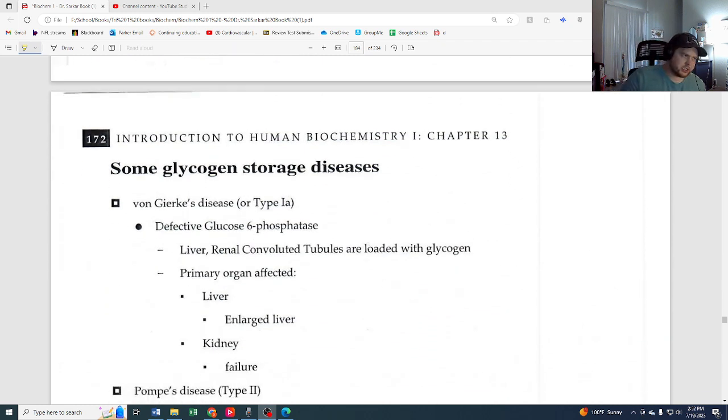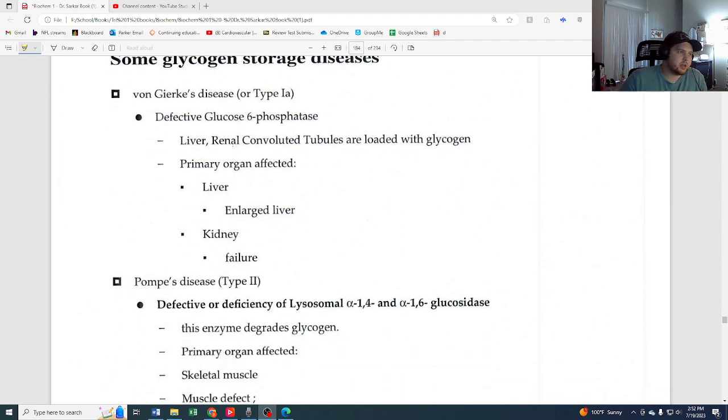So there's von Gierke's disease, in which we have defective glucose 6-phosphatase. So the liver and the renal convoluted tubules are loaded with glycogen. The primary organ affected is the liver. We'll see an enlarged liver, and also the kidney.